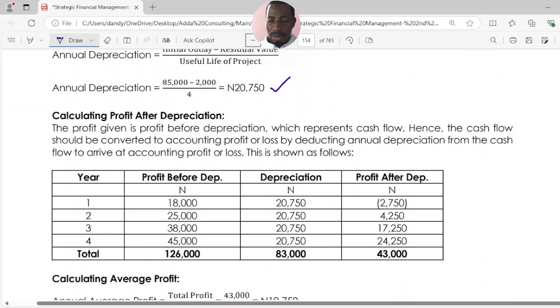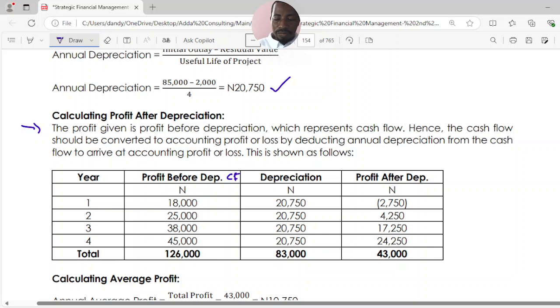Okay? What information do I have here? The profit given is profit before depreciation, which represents cash flows. Hence, the cash flows should be converted to accounting profit or loss by deducting annual depreciation from the cash flow to arrive at the accounting profit or loss. Okay, to do this, I will create 4 columns, one for the years, one for profit before depreciation, which is the cash flow. All these numbers are cash flows. Now that we have the cash flow, we've already computed annual depreciation to be 20,750.